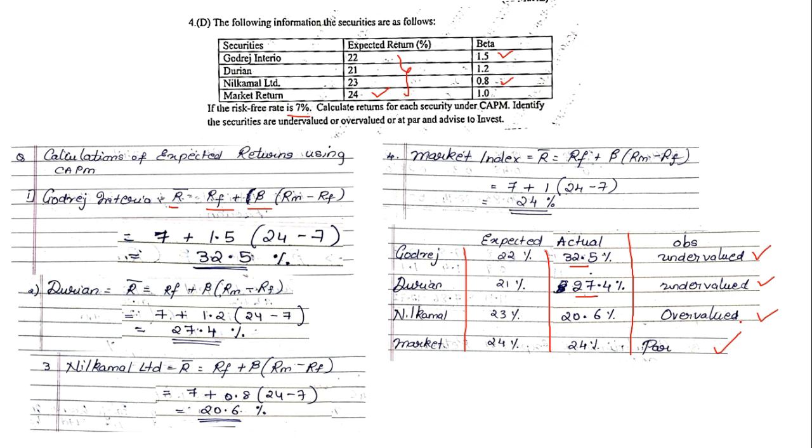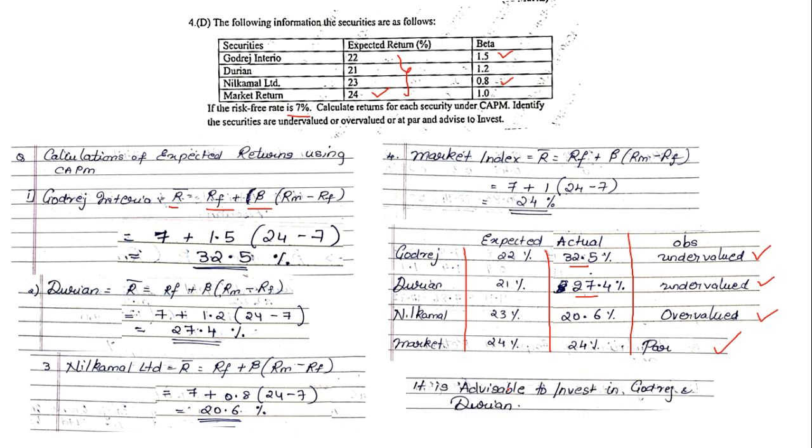And last statement you have to make whether to invest. Now, whichever shares are undervalued, you should always invest in that because the share has potential to grow. So here in this case, Godrej and Durian were undervalued. So you write it is advisable to invest in Godrej and Durian. Okay, so this is how you all had to solve question number 4D.